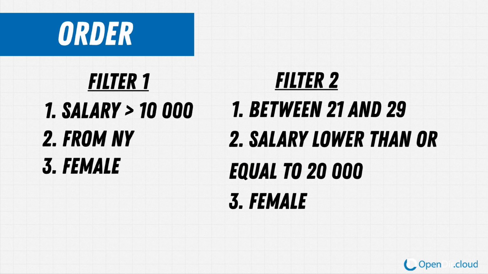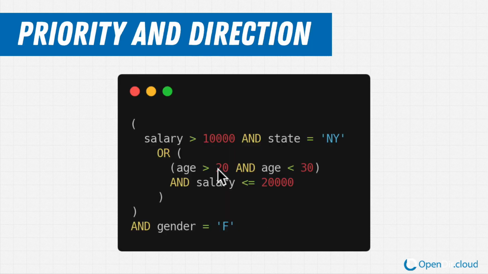Well, there's two filters going on here. First, we will filter the salary of larger than 10,000 from New York, female. And then we can look at it as a second filter within, where we're saying, okay, between the ages of 21 and 29, if you have a salary lower than or equal to 20,000 and you are female. So we can break down that query. You see, we did have the parentheses. We even had nested parentheses.